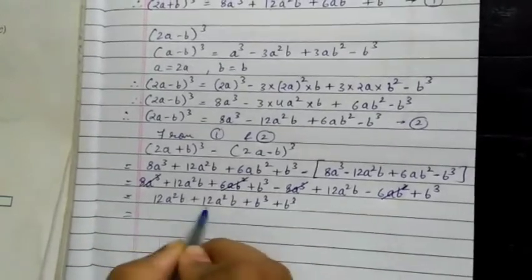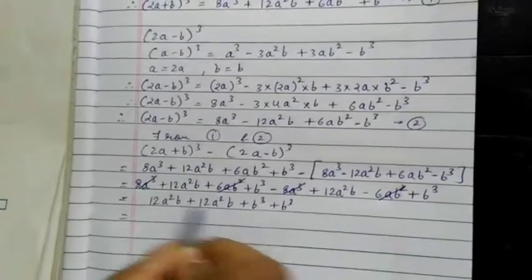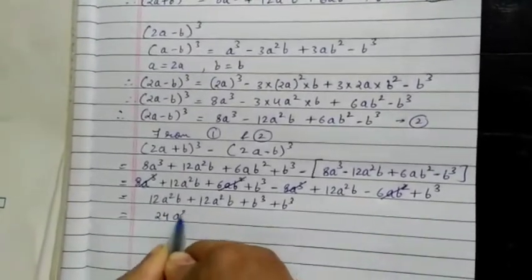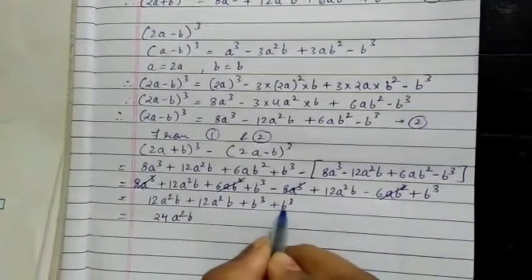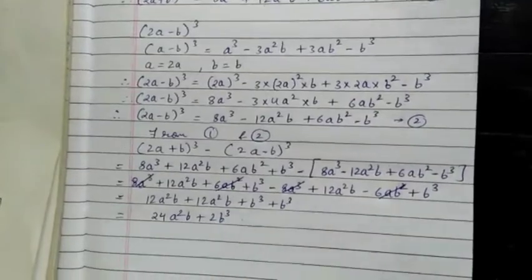So here we can add, because the terms are like terms: a square b and a square b. So 12 plus 12 is 24, so 24a square b. Similarly b cube, 1 plus 1 is 2. So 2b cube.